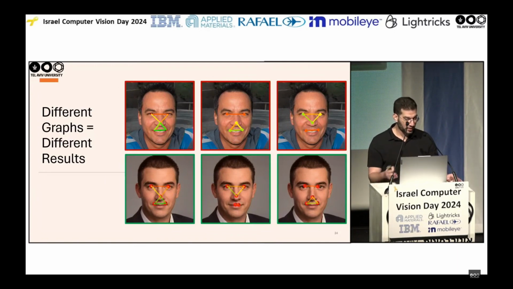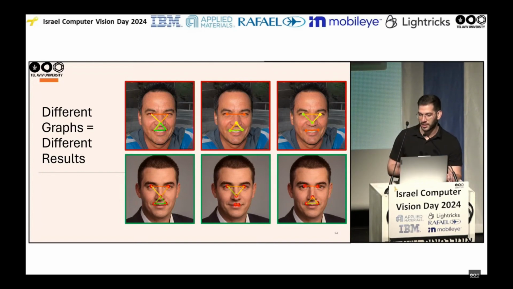So using a graph structure improves localization, but it also introduces a new limitation, which is the choice of the graph itself. Different graph annotations can result in different localization performance and accuracy, even when using the same images and the same key point definition.